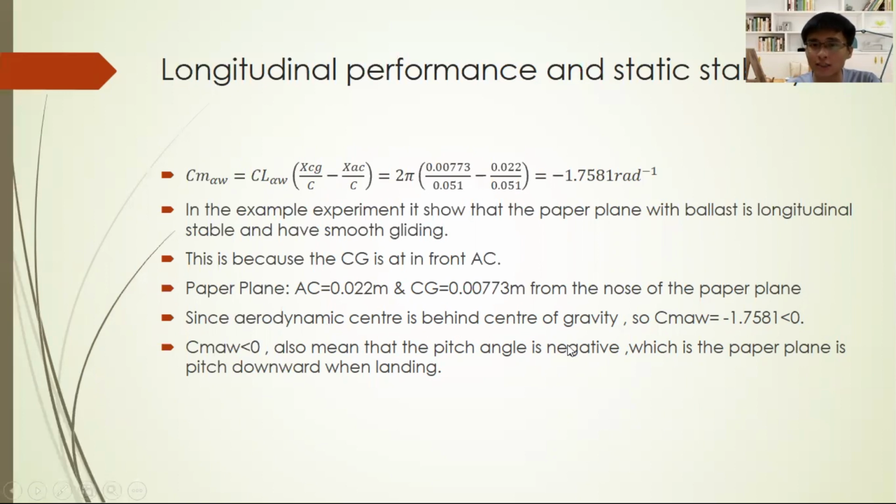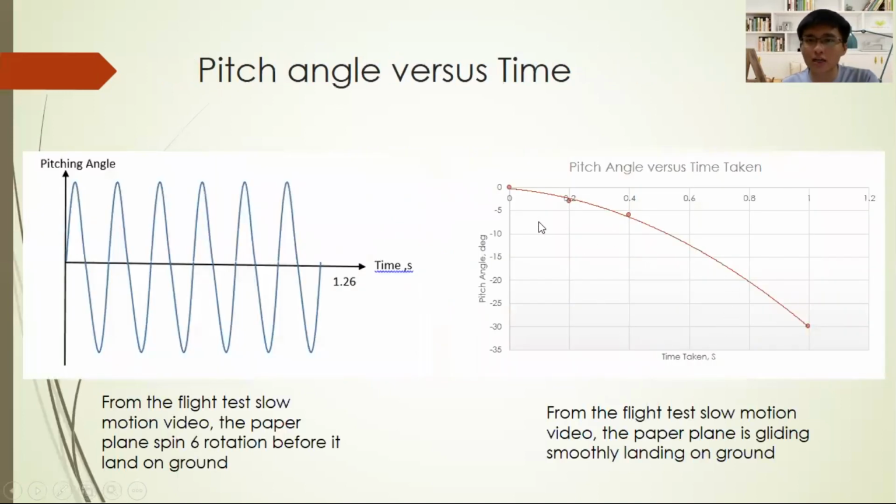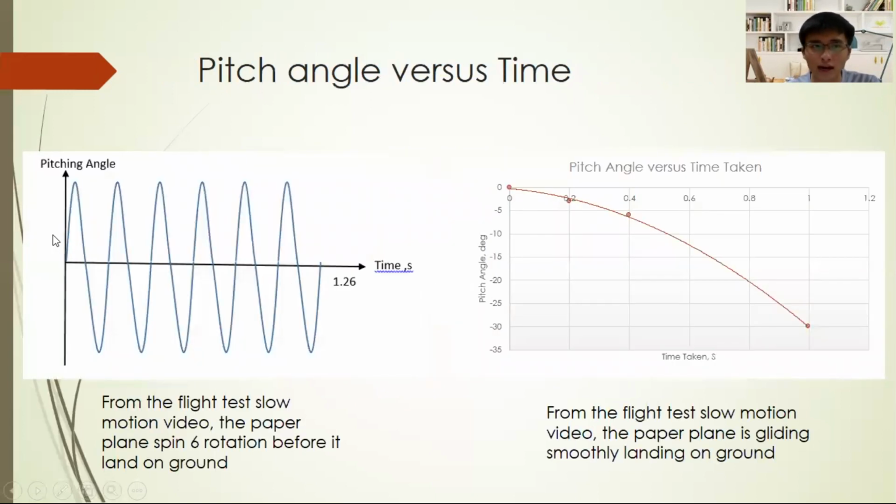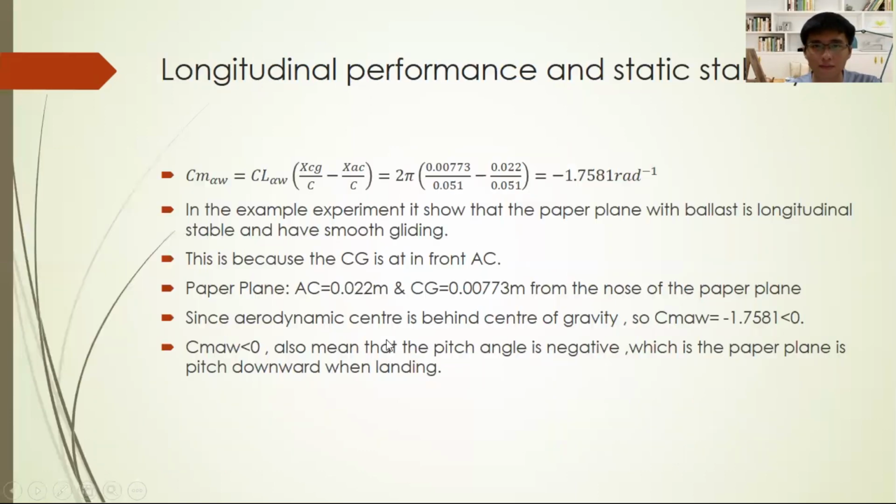So just now I proved that my center of gravity is in front of my aerodynamic center. And negative also means that my pitch angle is negative. Just now I said that my pitch angle is negative along the motion. So it means that my paper plane is pitched downward when it's landing. Pitching downward means that I have smooth gliding, not like the previous one, which had positive, negative, positive, negative.